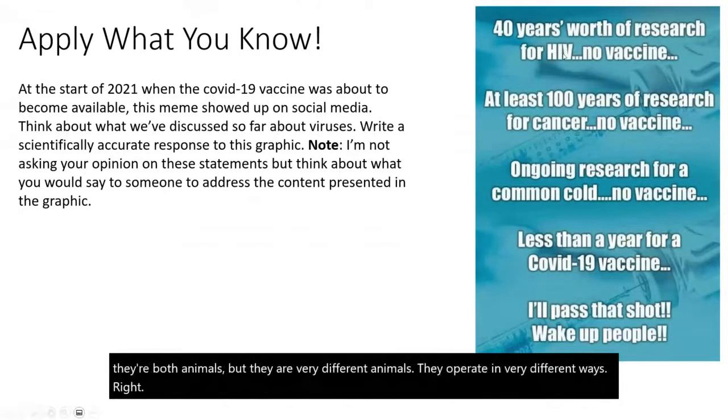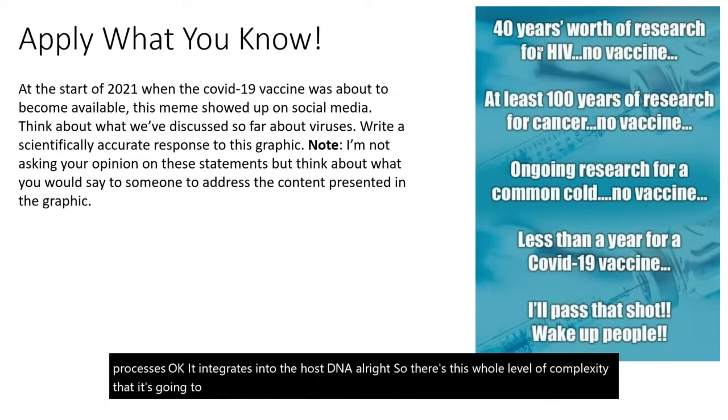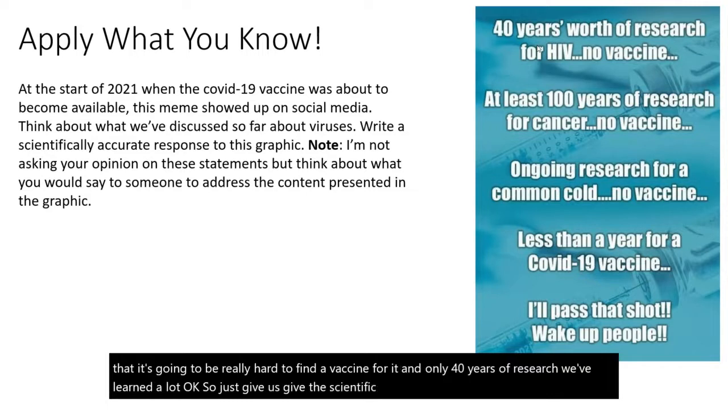So it's taken a long time for us to understand HIV and identify these enzymes, identify these processes, okay? It integrates into the host DNA, all right? So there's this whole level of complexity that it's going to be really hard to find a vaccine for it. In only 40 years of research, we've learned a lot, okay? So just give the scientific community some time.